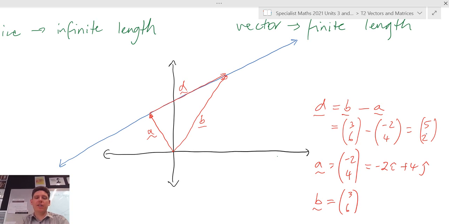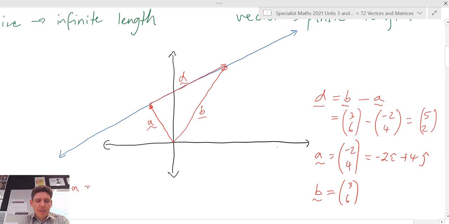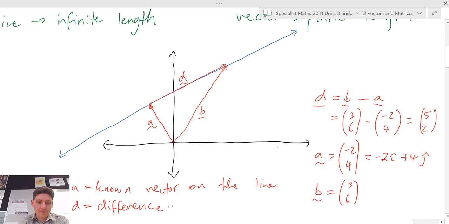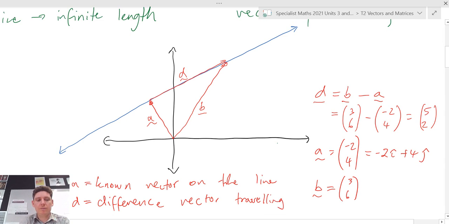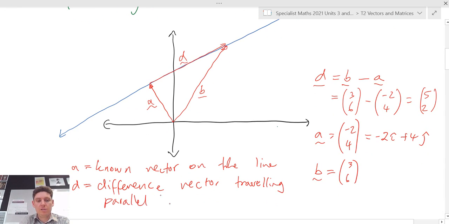Okay, let's just recap what we've done so far. A is a known vector on the line. D is the difference vector. If it's traveling in the same direction, what's that called? A parallel. So D is a difference vector traveling parallel to the line.